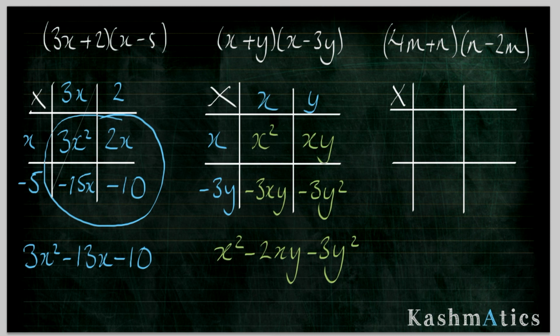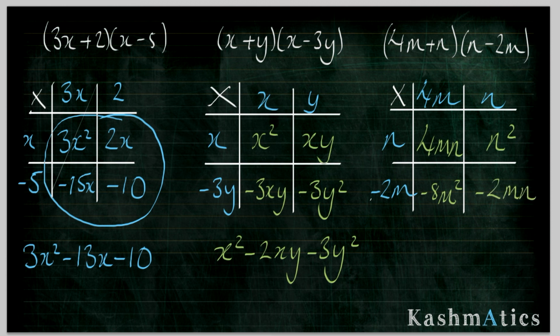And let's go on to the last one. 4m plus n, so 4m and n take away 2m, n take away 2m, and let's multiply these together. 4m times n is 4mn, n times n is n squared, minus 2m times 4m is minus 8m squared, so just be careful with these, and minus 2m times n is minus 2mn.